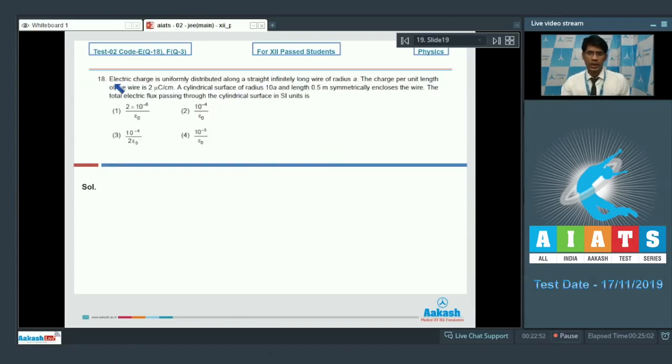Got it? In question number 18, electric charge is uniformly distributed along a straight infinitely long wire of radius A. The charge per unit length of the wire is 2 microcoulomb per centimeter. A cylindrical surface of radius 10A and length 0.5 meter symmetrically encloses the wire. The total electric flux passing through the cylindrical surface in SI unit is. It will simply be Q inside by epsilon naught that we must be knowing here. This is the wire, and we need to find the electric flux through this surface, this radius being 10A. So phi is equal to Q inside by epsilon naught.